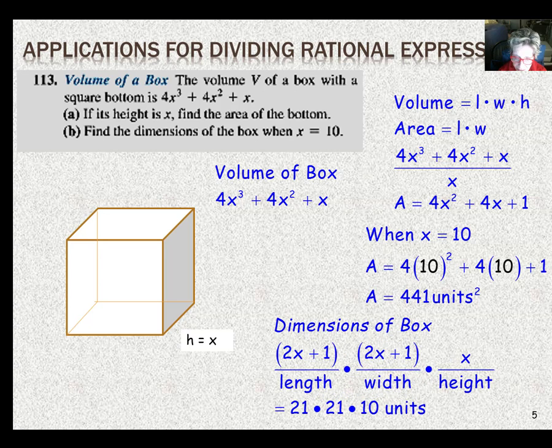The last thing we need to do is find the dimensions of the box. To find the dimensions of the box, we need the length times the width times the height. We know that the height is x. To get the length and the width, we take the area of the box in terms of x, factor it into 2x plus 1 times 2x plus 1, and now we know the expression for each of those dimensions. Plug the 10 in, and we're going to get 21 by 21 by 10 units.